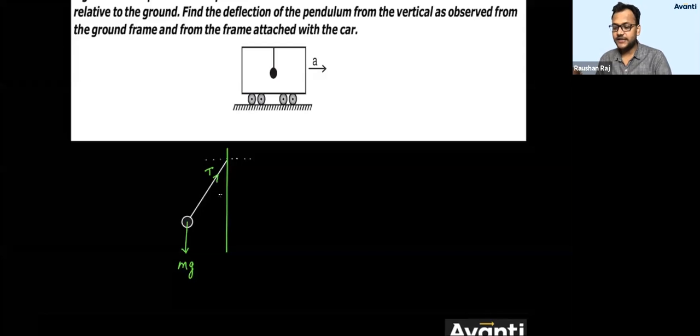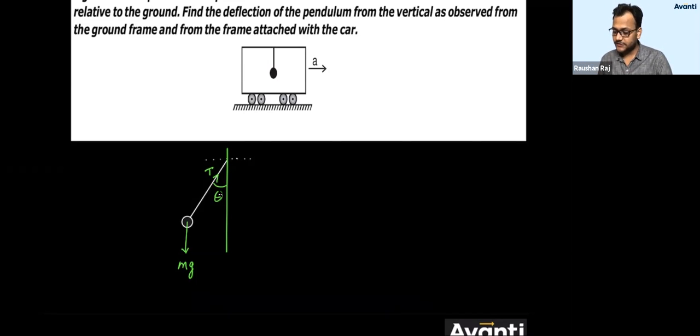Now we have to find the deflection of the pendulum from the vertical. That means we have to find this angle theta. So let us find out the angle theta here. How will we find it? Since this bob will be under equilibrium condition, what will happen?